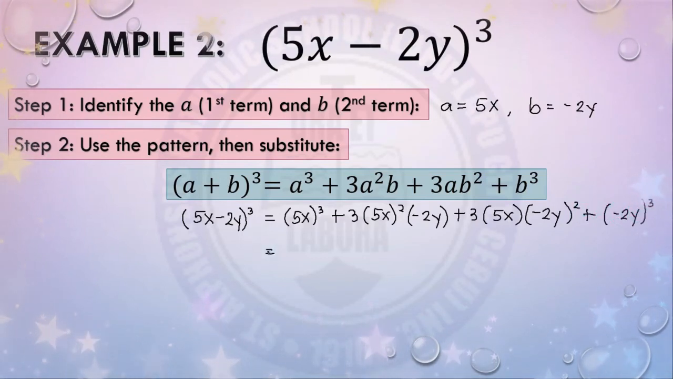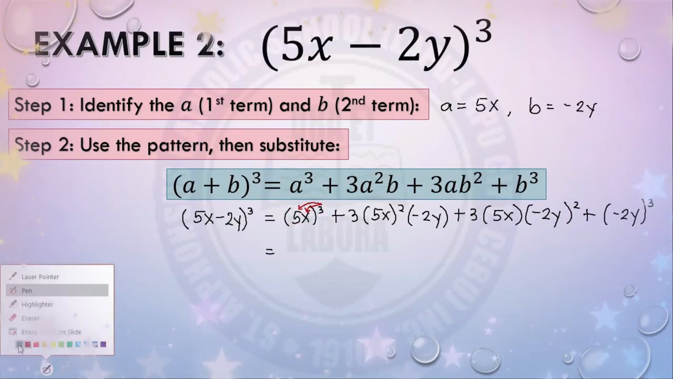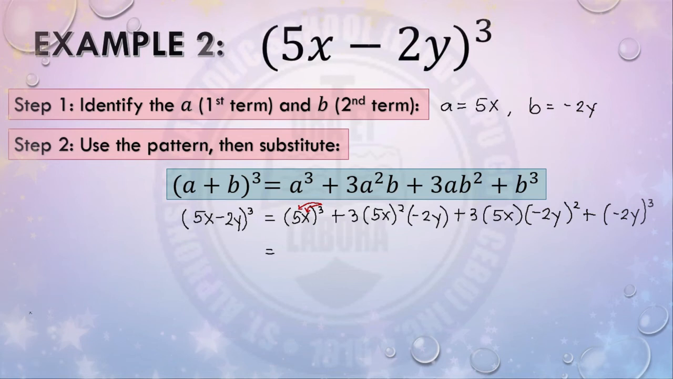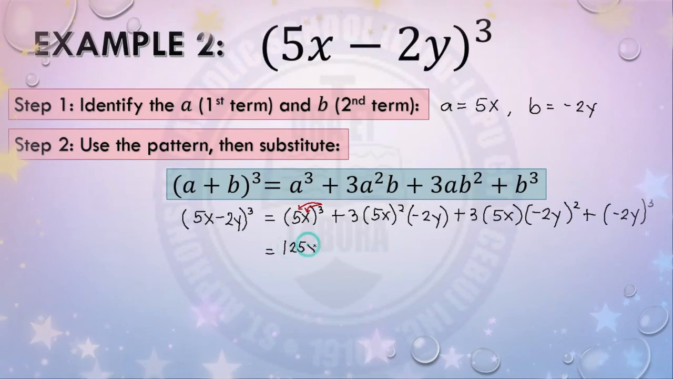Then, simplify further. What is 5x cubed? Please be informed that the answer is not 15. 5 cubed is not 15. Meaning, you're going to multiply 5 by itself 3 times. Meaning, 5 times 5 times 5. So, what is 5 times 5 times 5? The answer is 125x cubed.